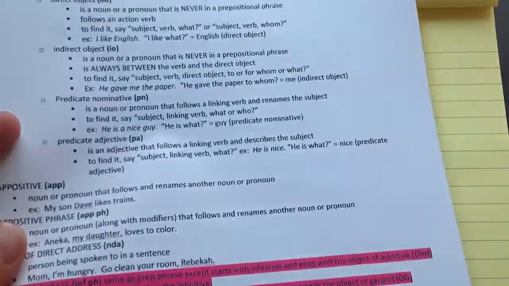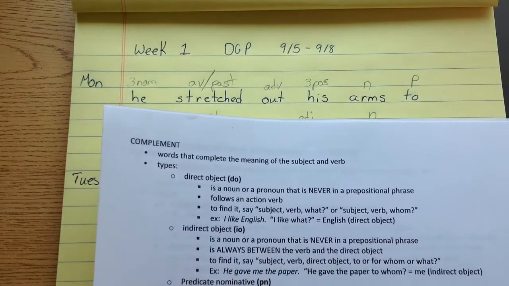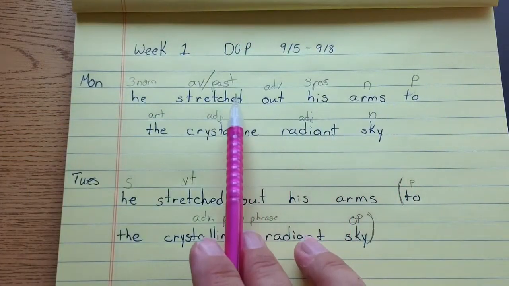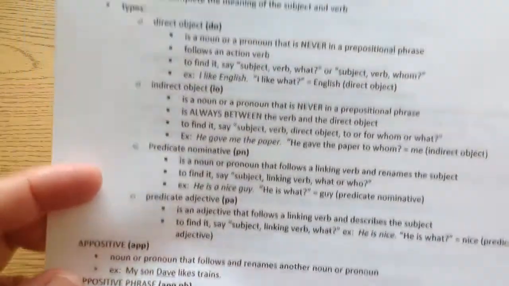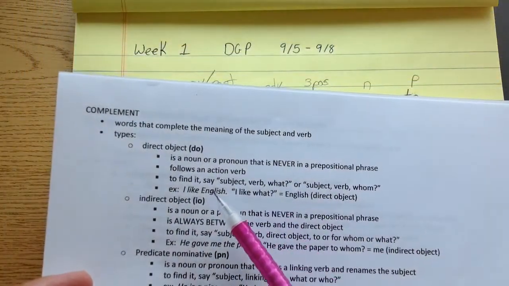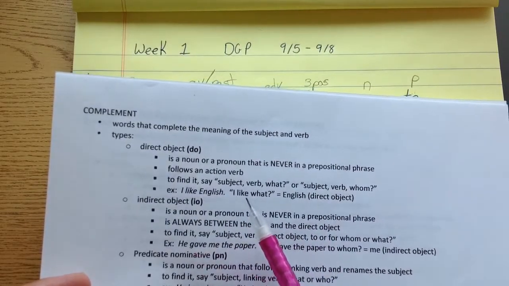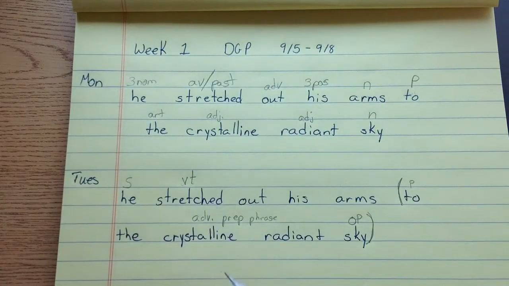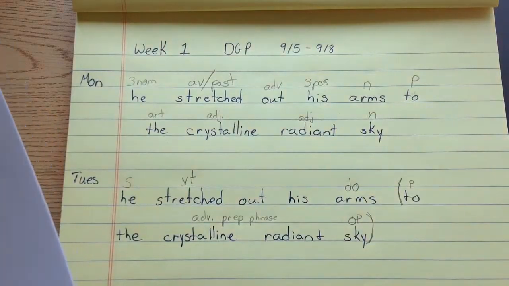I'm going to move on, and I'm going to look for complements. The first one is a direct object. It's a noun or pronoun, and it's never in a prepositional phrase. Do I have any nouns or pronouns that weren't in the prepositional phrase? Yeah. I've got arms. To find it, you say subject, verb, what. So, I like English. I like what? English. He stretched what? He stretched his arms. So that is the direct object, or the DO. Okay?